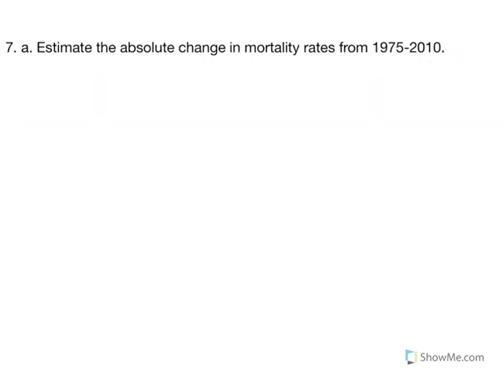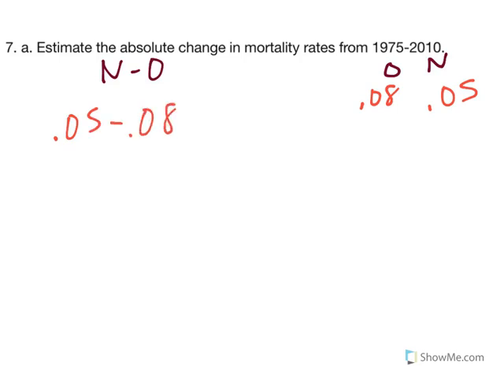Number 7. Estimate the absolute change in mortality rates from 1975 to 2010. So hopefully you remember, this would be old, this is new, and absolute change is new minus old. So I've got to figure out what they are. When I look at 2010, I estimate my mortality rate to be 0.05. And for 1975, I estimate 0.08. So when I take new minus old, I get 0.05 minus 0.08, and I get negative 0.03.